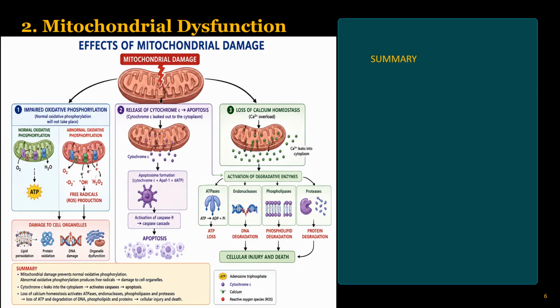Another effect of mitochondrial damage is this: inside the mitochondria under physiological conditions, we have what we call cytochrome C. And that cytochrome C only comes outside of the mitochondria during the period of programmed cell death.